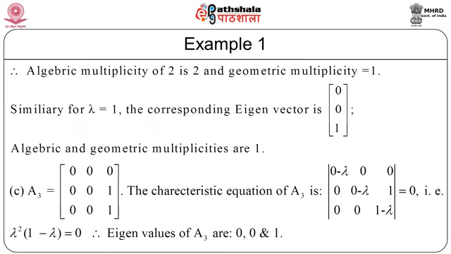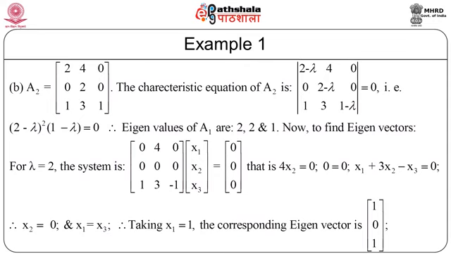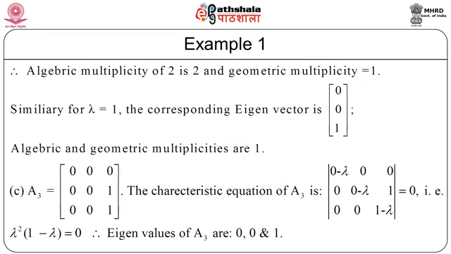Now, you can see that the algebraic multiplicity of 2 is 2, because 2 is appearing 2 times. So, algebraic multiplicity is 2, and there is only one eigenvector corresponding to this eigenvalue 2, and therefore I say that the geometric multiplicity of this is 1. Then similarly, you can find for lambda 1, the corresponding eigenvector will be this, and the algebraic and geometric multiplicities of this eigenvalue are going to be 1.